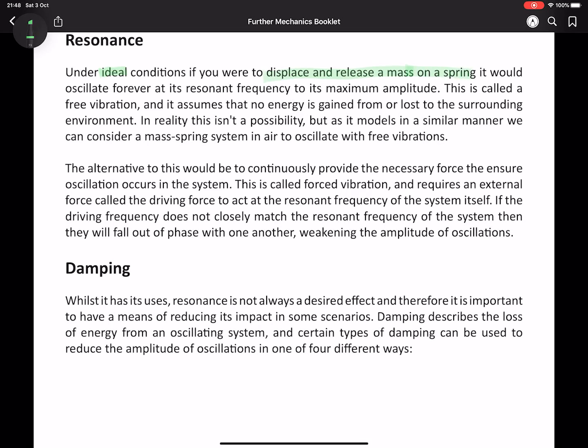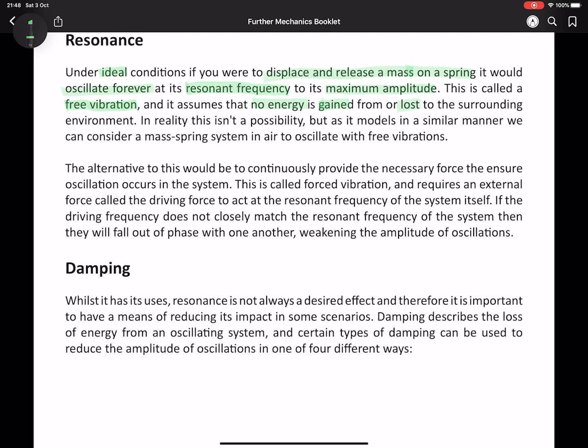So if we displace a mass on a spring, as we saw on the previous page, it will oscillate forever without any reason to stop at its resonant frequency. So the resonant frequency is unique per material, and it represents its maximum oscillation, so a maximum amplitude. So this would be considered free vibration, in which no energy is lost, no energy is gained, nothing changing force-wise, so it remains forever in this perfect simple harmonic motion.